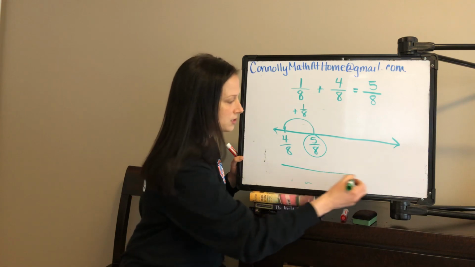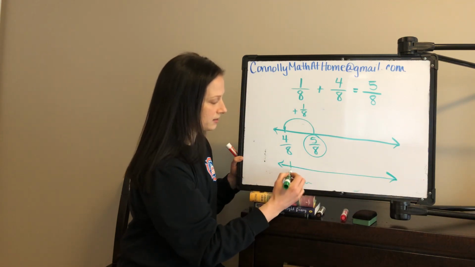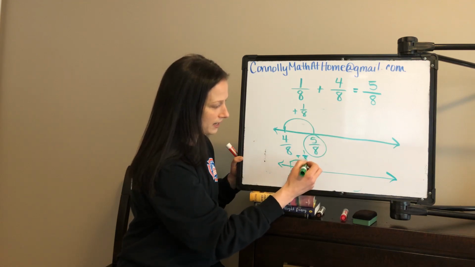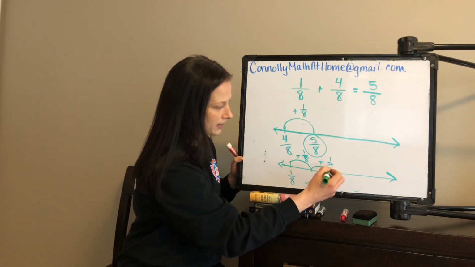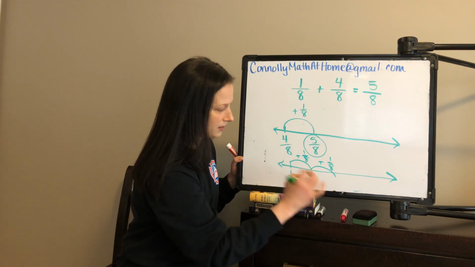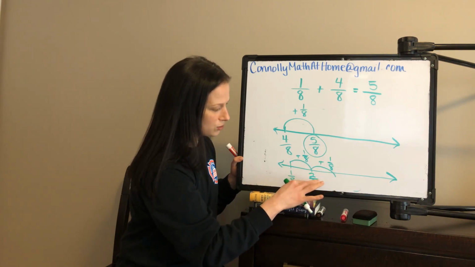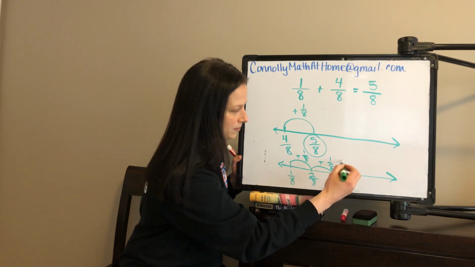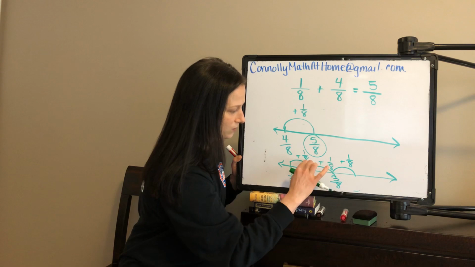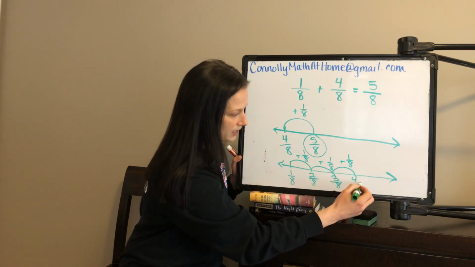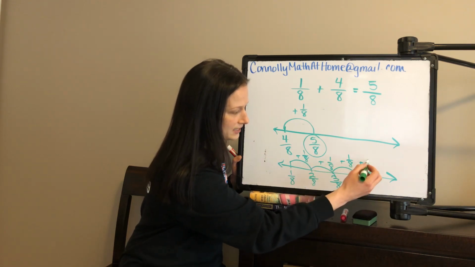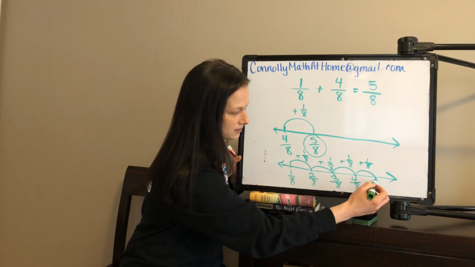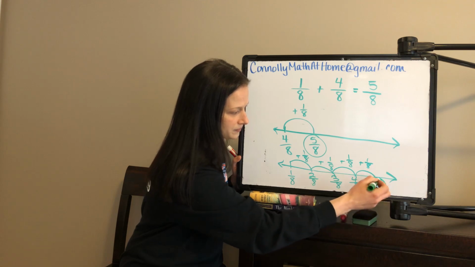Or you could start at 1/8 and add the 4/8. So plus 1/8, plus 1/8. Sorry, I should be labeling this. So 1/8 plus 1/8 is 2/8. 2/8 plus 1/8 is 3/8, plus another 1/8. So I've added 1, 2, 3, is 4/8. And I know I need to add 1/8, 2/8, 3/8, 4/8 to get to my final answer.